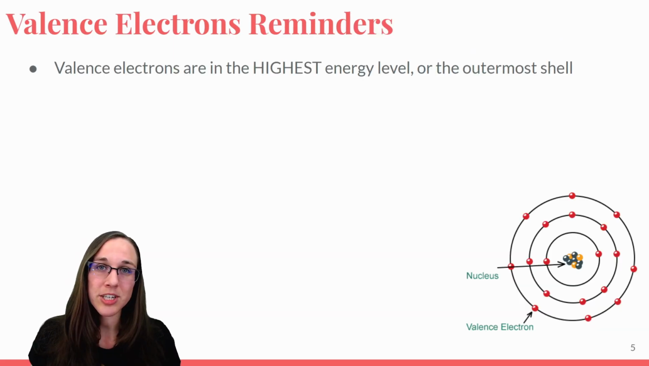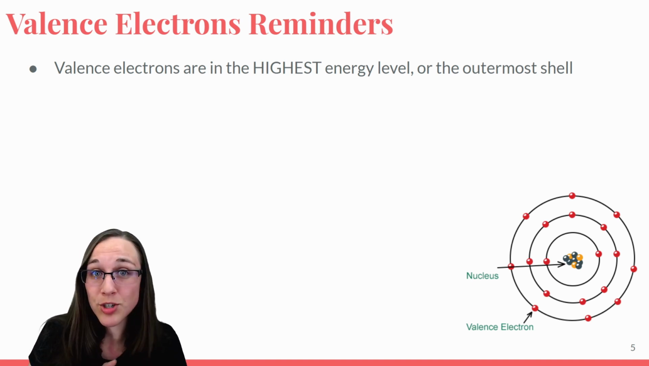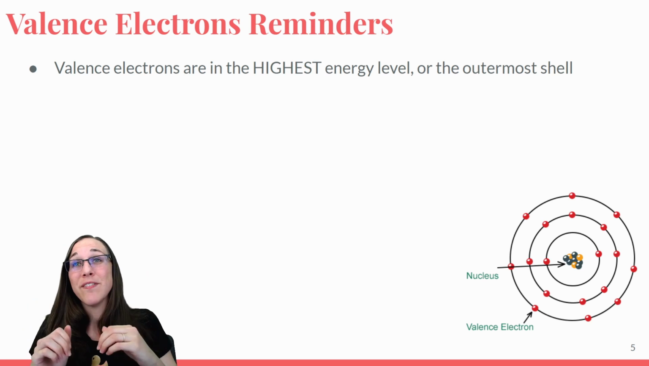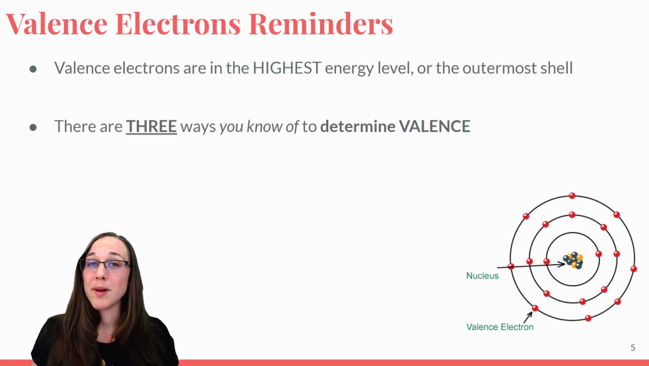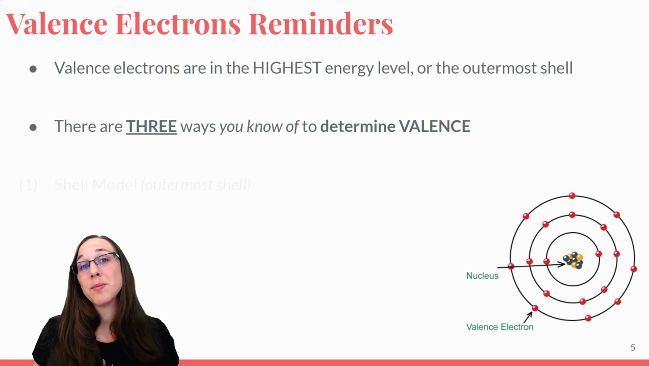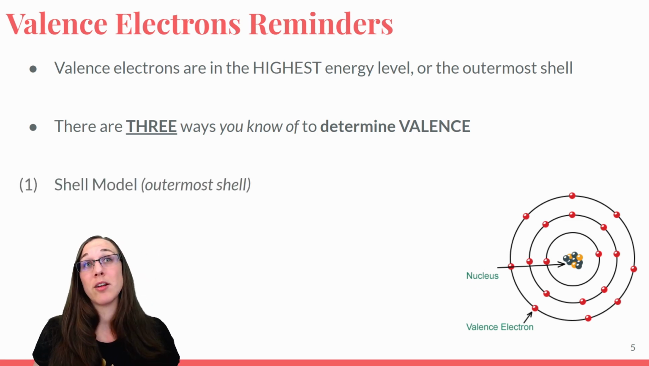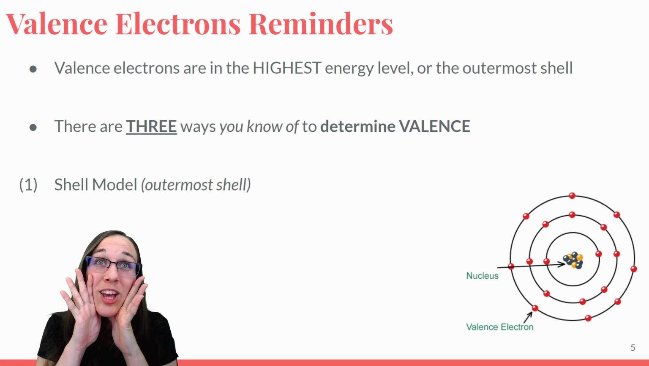As a quick reminder here, valence electrons are in the highest energy level, or the outermost shell. They are all the way on the farthest exterior of the atom. If you didn't want to use my handy little shortcut of a periodic table, there are 3 other ways to determine valence. The first is a shell model. So basically just draw a shell model. If you don't know how to draw a shell model, watch my previous videos, I tell you how to.